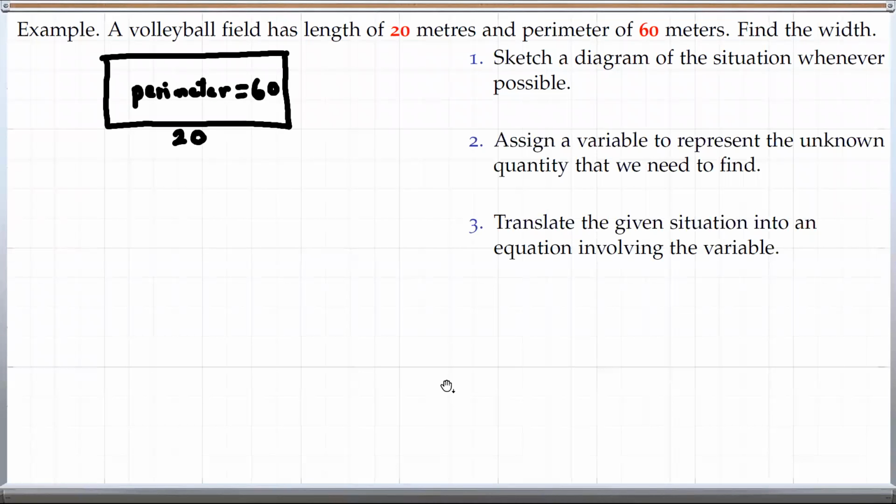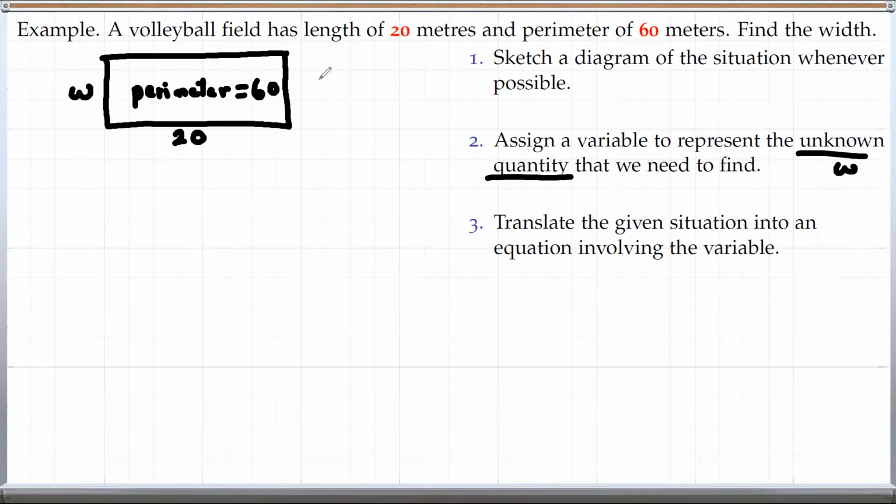The next step is to assign a variable to represent the unknown quantity. So we can represent width by W. So we are representing the unknown quantity by W to denote width. The next step is to translate the given situation into an equation involving the variable. So this is the critical step. For that, we need to use the given information.